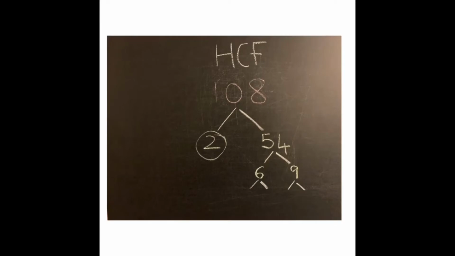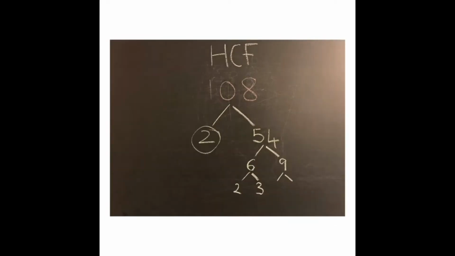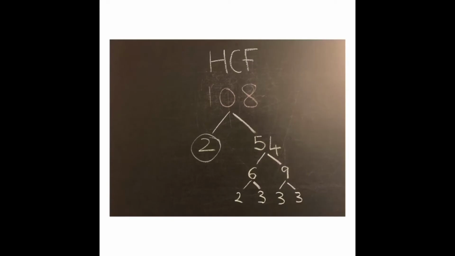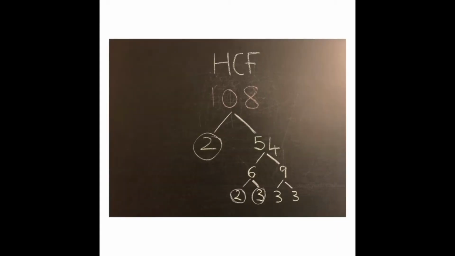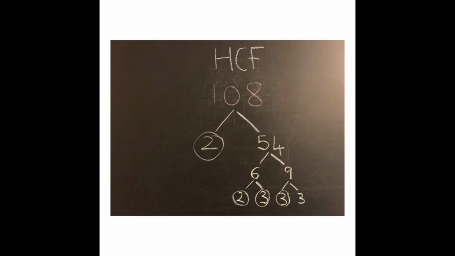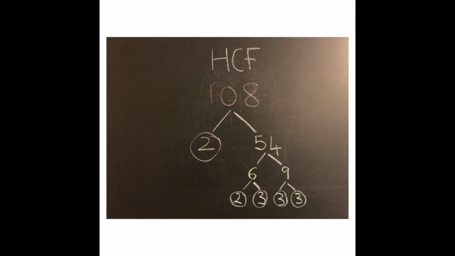6 can also be made by 2 times 3, and 9 can be made up of 3 times 3. Now we check if they're prime numbers. So 2 is only divisible by 1, nothing else. 3 is only divisible by 1 and nothing else. So there are our prime numbers. And we don't go any further because we do not have any more branches coming off.